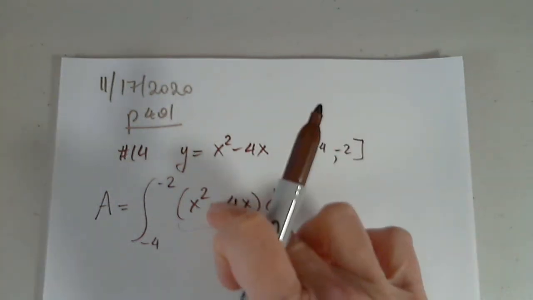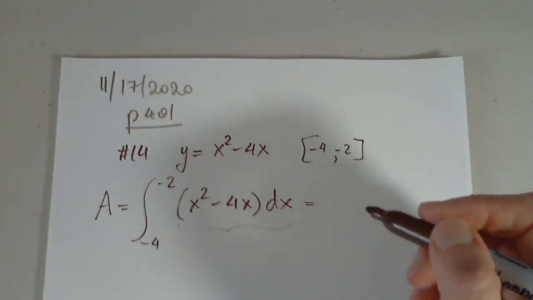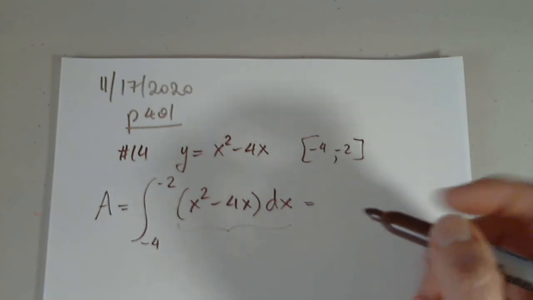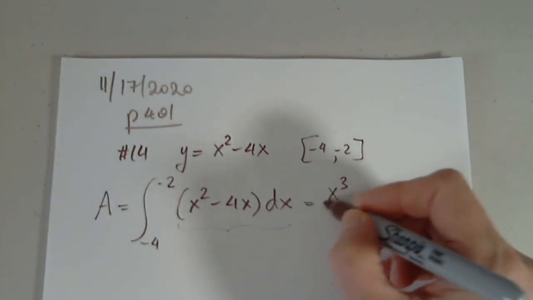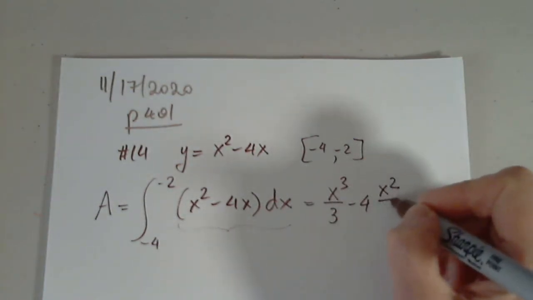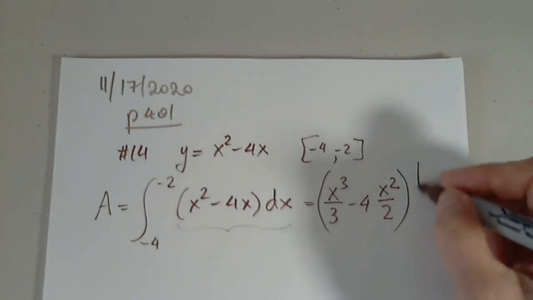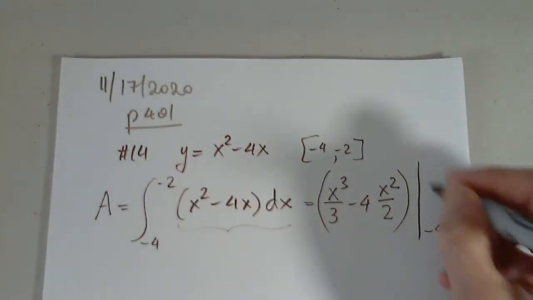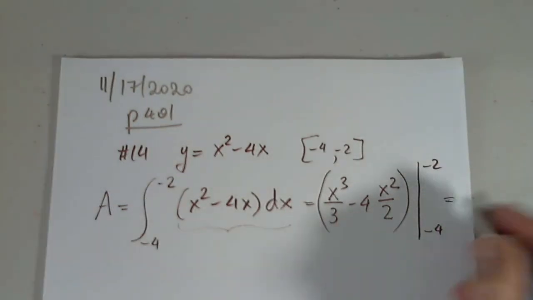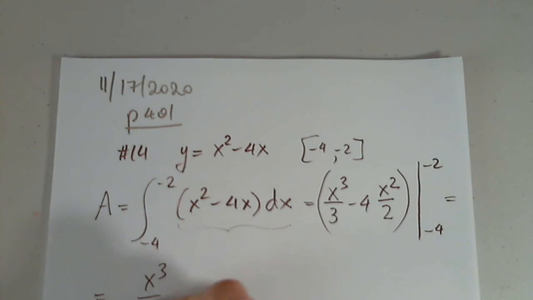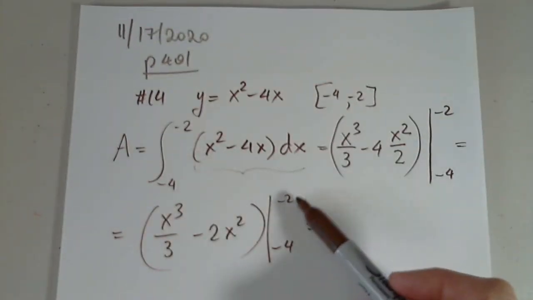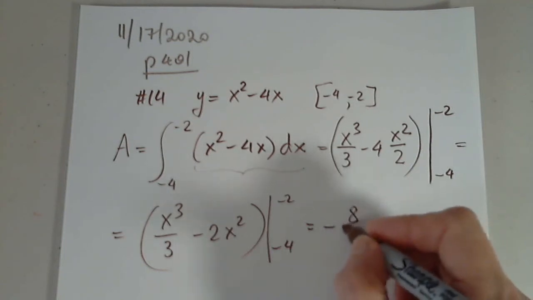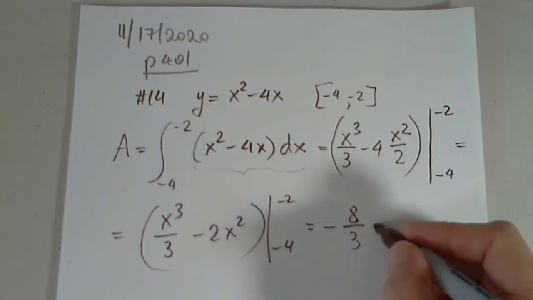According to the fundamental theorem of calculus, we will determine the most general antiderivative. And we know that this is x cubed over 3 minus 4x squared over 2 from -4 to -2. I can simplify a little bit: x cubed over 3 minus 2x squared from -4 to -2. I have to evaluate this function at -2, so it will be -8 over 3. So this will be 4 times 2 is -8.